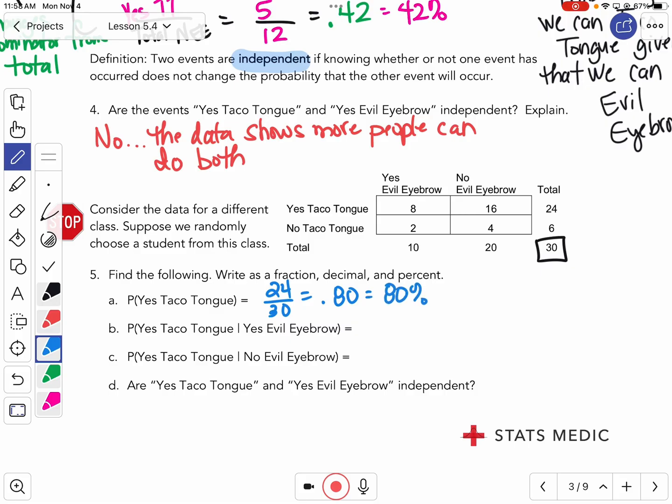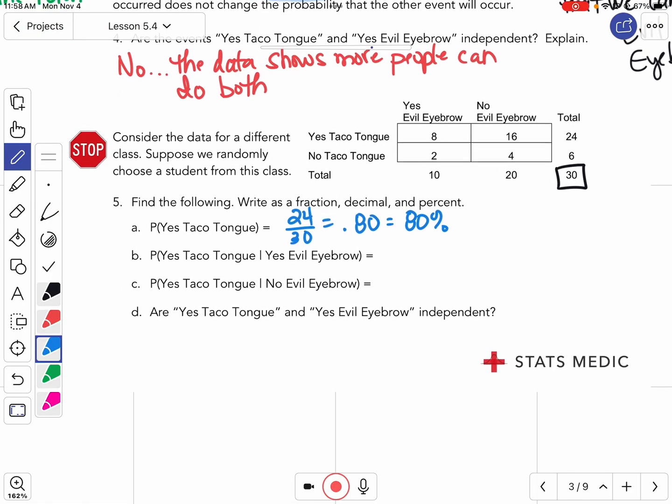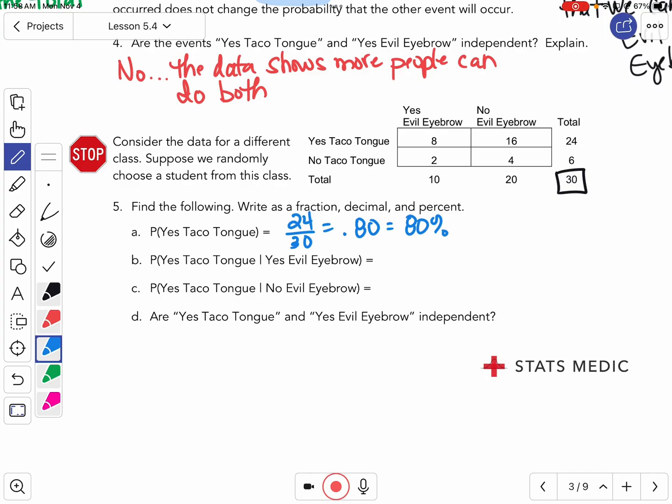So about 80%. Okay. All right, so now let's look at the next one. On the next one, it's got that bar, that given, which means I'm going to change my denominator. My denominator is going to be my total people who can evil eyebrow. So I'm looking at this column. How many total people can evil eyebrow? 10. Out of that column, how many can also do the taco tongue? 8. Okay, 8 out of 10, which would give me 0.8 or 80%.